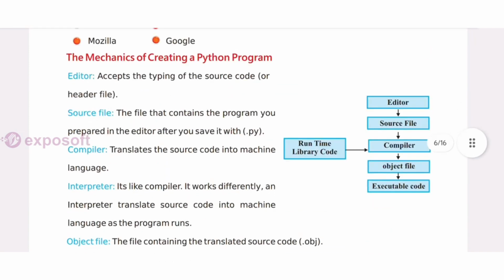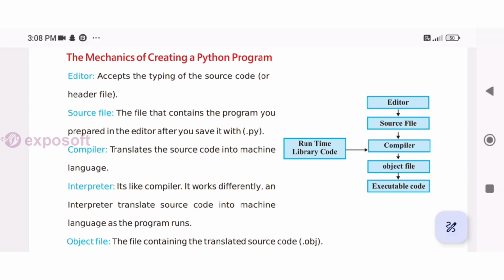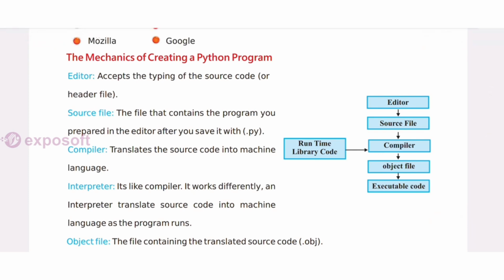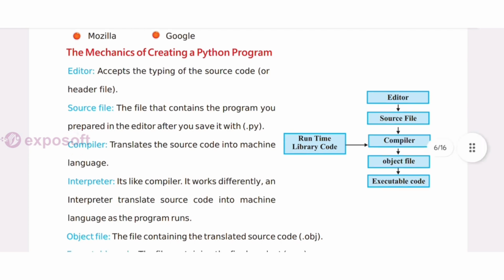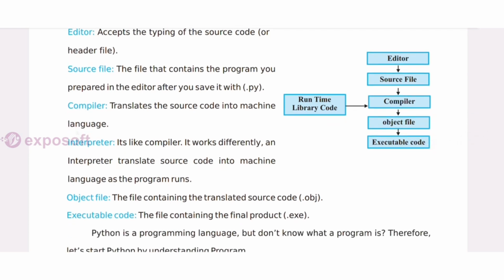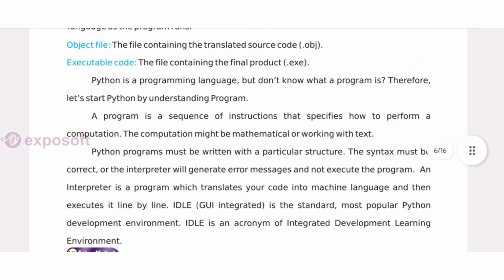The mechanics of creating a Python program. Editor accepts the typing of the source code. Source file, the file that contains the program you prepared in the editor after you save it with .py. Compiler translates source code into machine language. Interpreter. It's like a compiler, but it works differently. An interpreter translates source code to machine language as the program runs. Object file. The file containing the translated source code, .obj. Executable code. The file containing the final product, .exe.